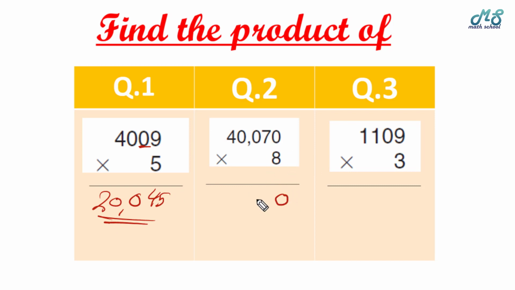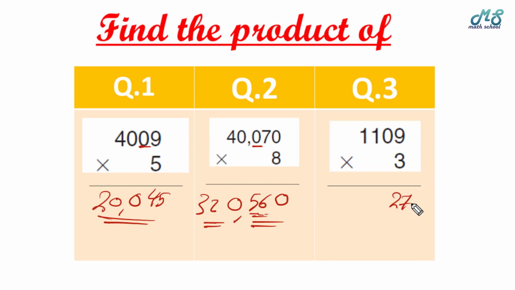Next, 8 times 0 equals 0. 8 times 7 equals 56. Write all 56. Why, guys? Because the next digit is 0 in the multiplicand. 8 times 0 equals 0. Finally, 8 times 4 equals 32. Now the product is 320,560.